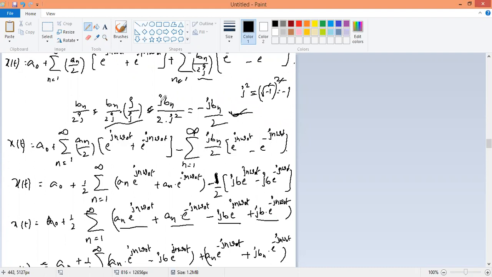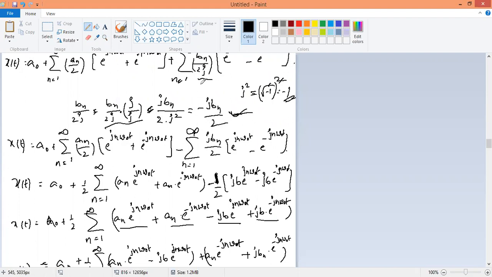Next, j by j: bn by 2 into j, the value is j square. Already we know the j value. What is the j value? Square root of -1. J square is square root of -1 whole square. Square root and square both will cancel and we get -1. The term becomes minus j bn by 2. Minus j bn by 2.